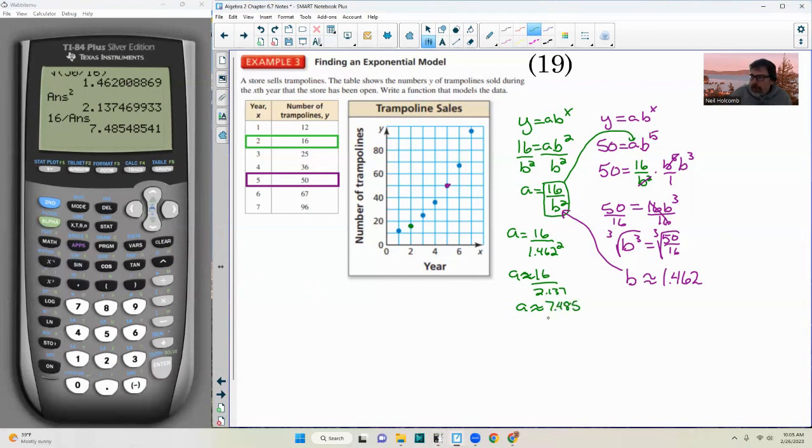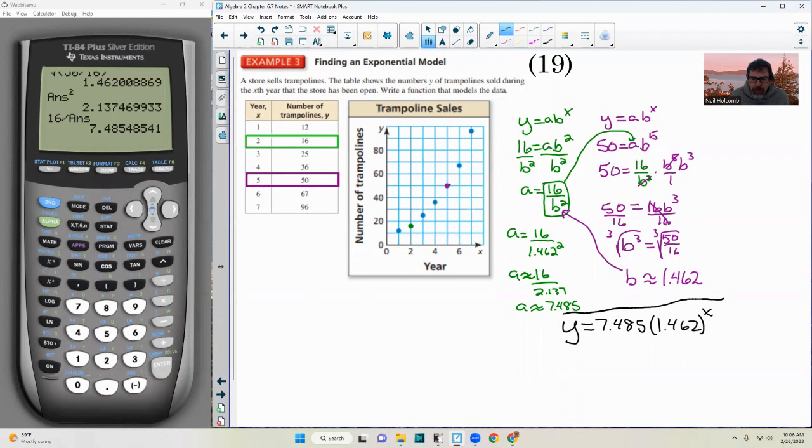Okay, so there is my A. Okay, so if you were looking at the book while doing this, they got an answer as, so I'm going to write my answer now. I get a function that says y equals A times B to the power of X.